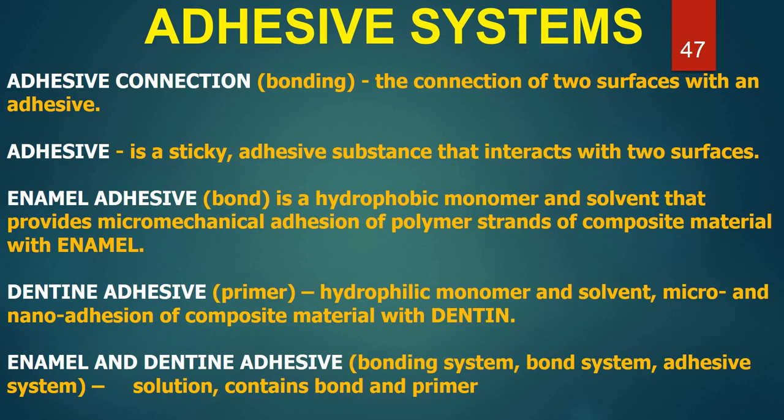Dentin adhesive, primer: hydrophilic monomer and solvent. Micro and nano adhesion of composite material with dentin. Enamel and dentin adhesive is named bonding system, bond system, or adhesive system. It is a solution that contains bond and primer.